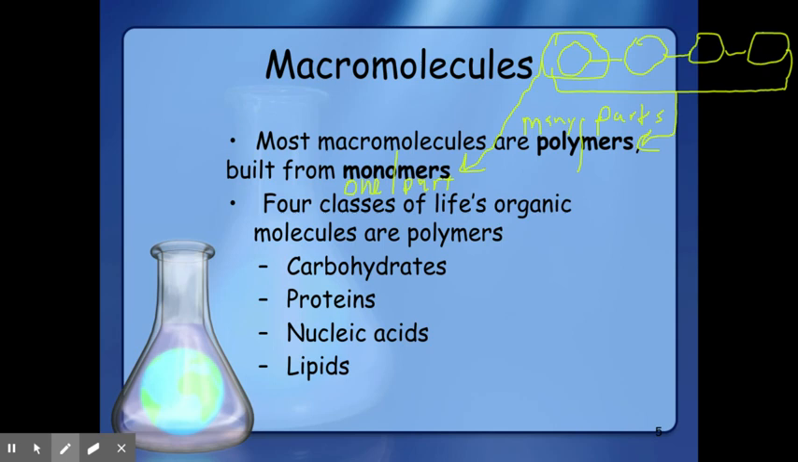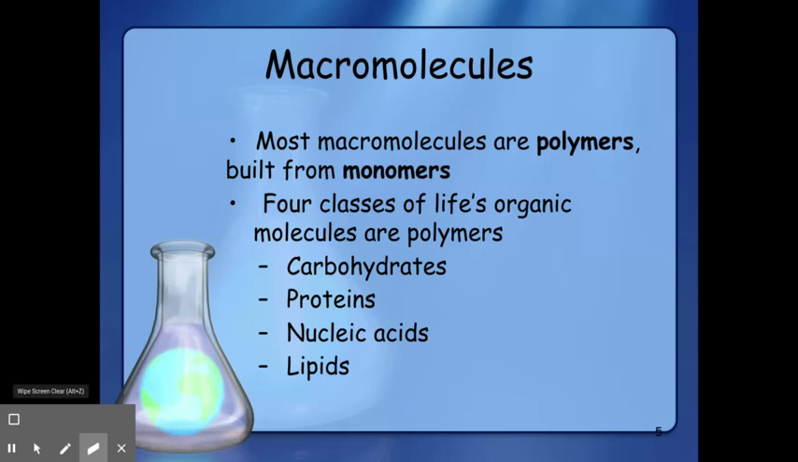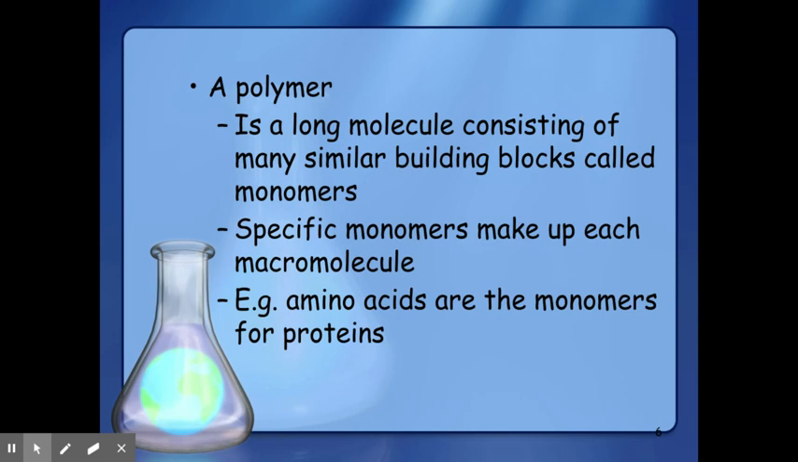So if we look comparatively to a train, the entire train is the polymer, and one rail car would be a monomer. So each one of these 4 macromolecules has its own monomer. We'll talk about those in the coming videos. And that's what makes them unique, and their structures will be very different because of that. So just again, a polymer, long molecule consisting of many similar building blocks called monomers, and those specific monomers make up each macromolecule. So if we looked at an example of that, for proteins, an amino acid is the monomer for the polymer of a protein.